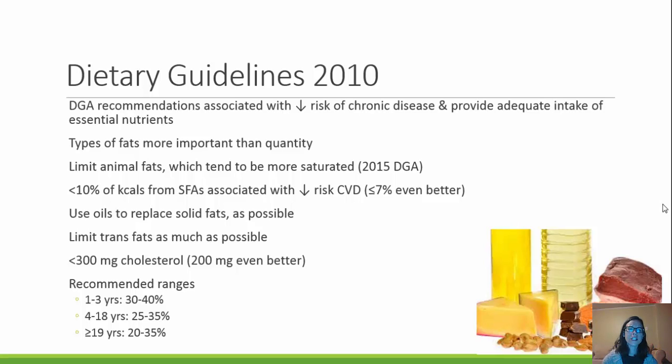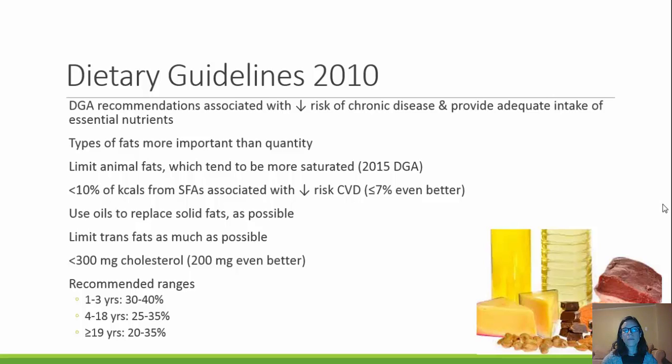So we are seeing a shift in dietary guidelines where the quality of fat is emphasized more than the quantity, especially in the draft of the 2015 dietary guidelines, which aren't really out yet officially, but there's a focus on limiting animal fats, which tend to be more saturated, with the exception of seafood. The guidelines recommend less than 10% of calories from saturated fatty acids.